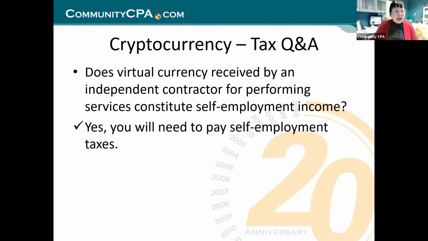The other question we have here is, does virtual currency received by an independent contractor for performing services constitute self-employment income? Such a smart question, because when people say self-employment income, what does that mean? That means your income is not only subject to income taxes, it's also subject to self-employment tax. And how much is that? 15%. So same example, that's 3,000.